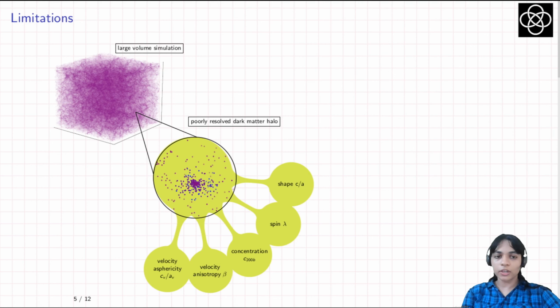In this talk, we will look at 5 such properties, each of which are condensed into scalar dimensionless quantities for convenience. These are the halo shape, the halo spin, which is a measure of angular momentum, the halo concentration, the velocity anisotropy, and velocity asphericity. Even though these are small scale properties, they can create uncertainties in the measurement of large scale quantities. Let me explain this in the next slide.